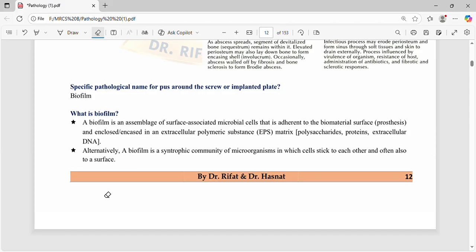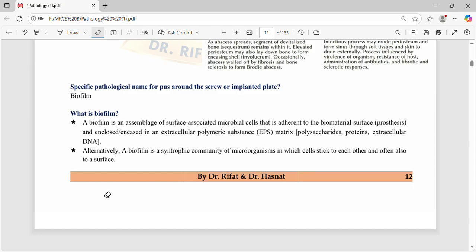What is the specific pathological name for pus around the screw or implanted plate? This is biofilm. And what is biofilm? A biofilm is an assemblage of surface-associated microbial cells that is inherent to the biomaterial surface, prosthesis, and encased in an extracellular polymeric substance matrix: polysaccharide, protein, extracellular DNA.